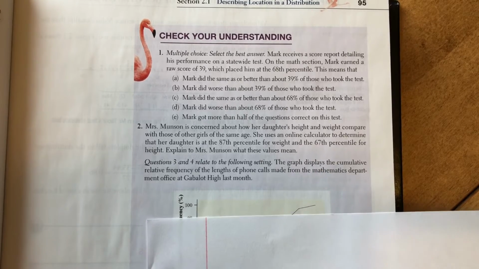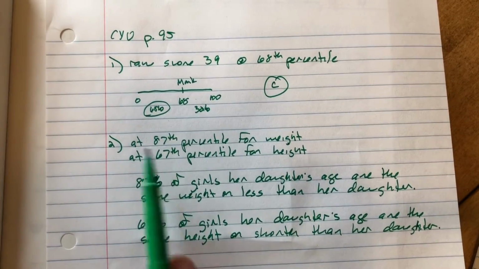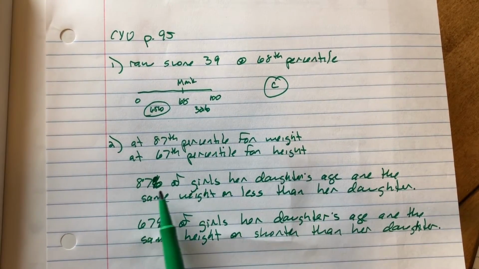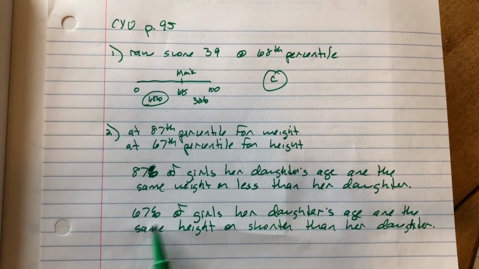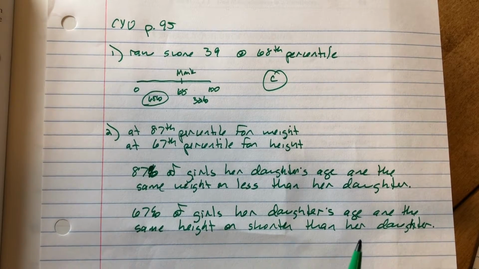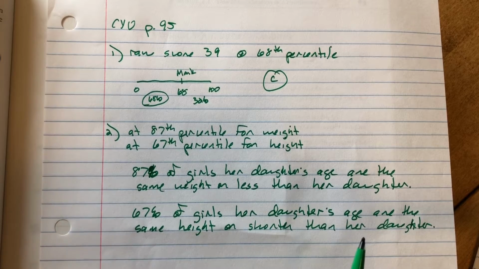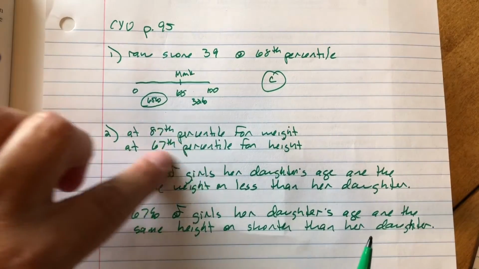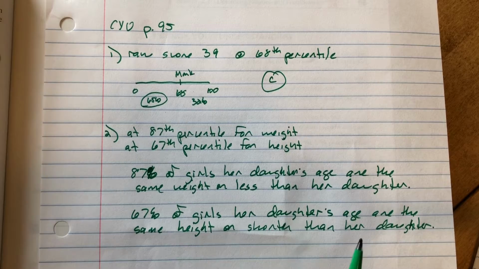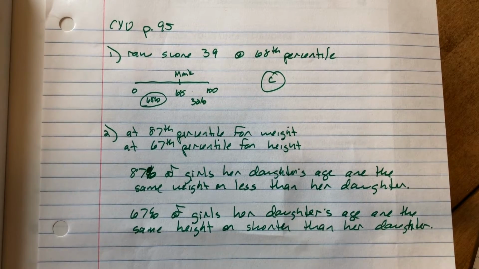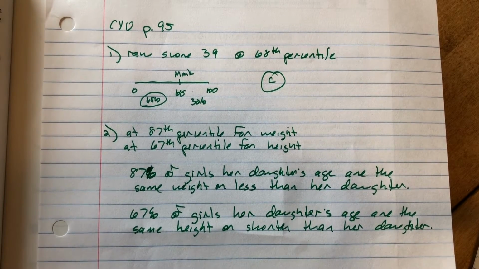I wrote down this, I'll share it with you. So 87th percentile for weight: 87% of girls her daughter's age are the same weight or less than her daughter. And 67% of girls her daughter's age are the same height or shorter than her daughter. So whether you say it from the daughter's perspective or other kids her age, that's what percentile means. That percent of values are less than or equal to the person of interest or the observation of interest.